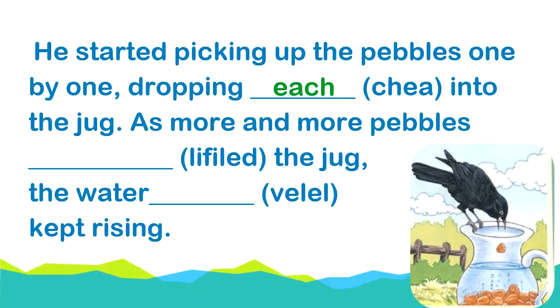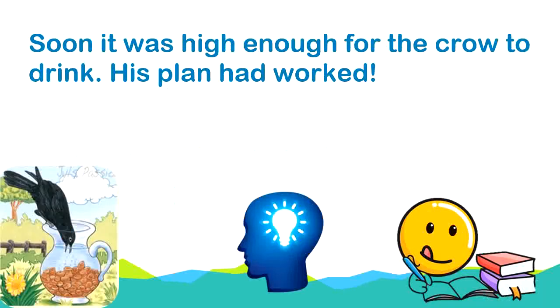So the pebbles, what was the crow doing? The crow was putting it inside the jug. And the pebbles filled the jug. F-I-L-L-E-D, filled. And the water level kept rising. L-E-V-E-L, level. So that is how the water level was rising. As the crow dropped the pebbles, the water came up. Soon it was high enough for the crow to drink.